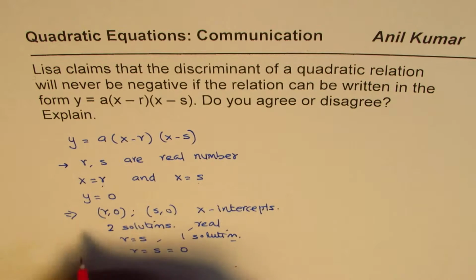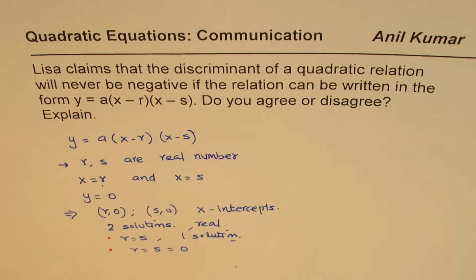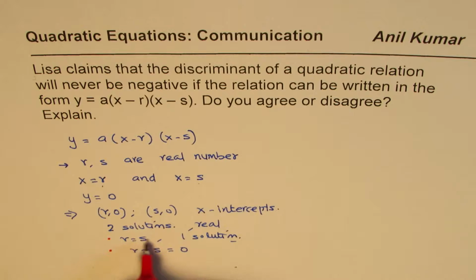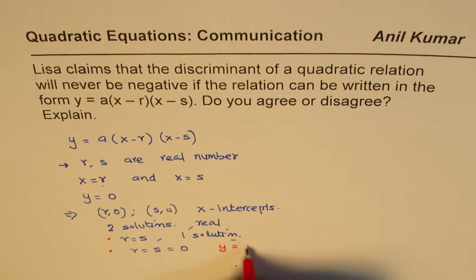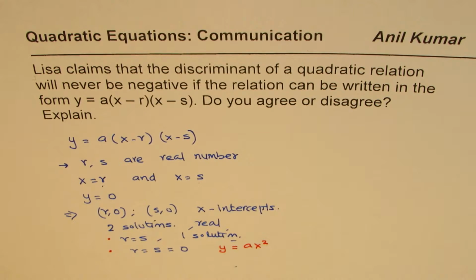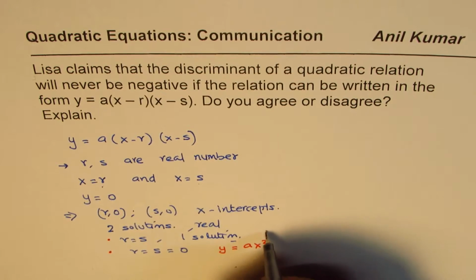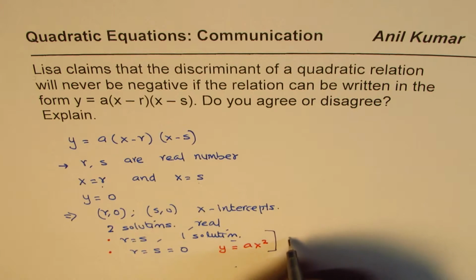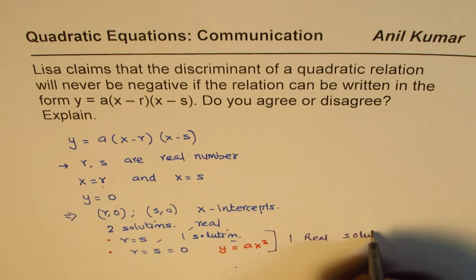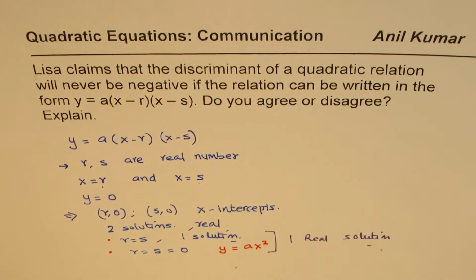Do you agree with me? We could have these scenarios also. If r equals s, it could be any other number, or r equals s equals 0. In that case, we get y equals a x squared. So if these are the cases, then we have 1 real solution. Is that okay? Now, what do you infer from here?